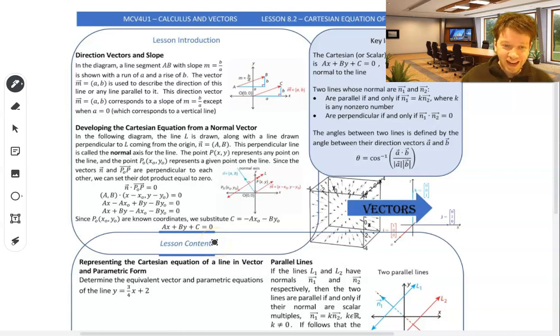Today we're going to look at how to actually derive that from our vector equation of a line and how to go back and forth between the two. So we're going to look at a lot of similarities. All right, so let's start with the similarity of slope.